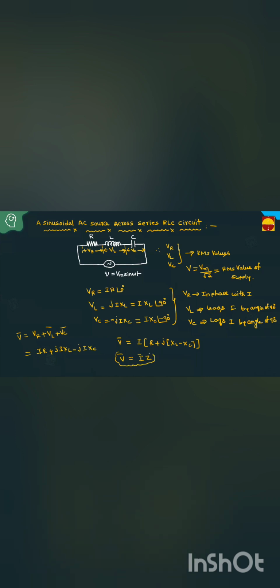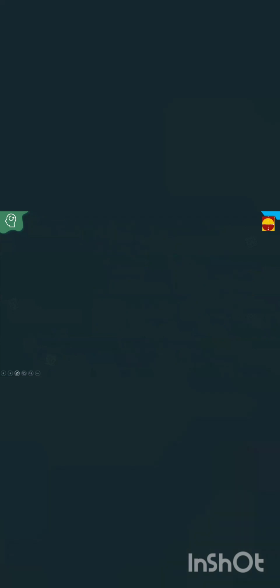This is I into Z. Then Z equals R plus J into XL minus XC. This is the impedance of the series RLC circuit. But here XL may be greater than XC or XC greater than XL. That's why I have to draw the phasor diagrams in two cases. You have to concentrate on how to draw the phasor diagrams.